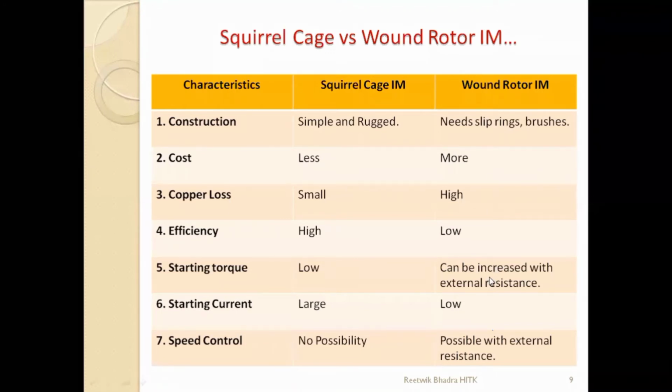I'm not going into how to change your torque, but just remember, by changing your resistances, your torque can be changed, your starting current can be made lower, and speed control can be obtained, which is not possible in the squirrel cage induction motor. Starting torque is always low over here. You can't do anything with that. Nothing can be done to change it. Starting current is always large because there are no additional resistances, and there is no possibility of speed control.